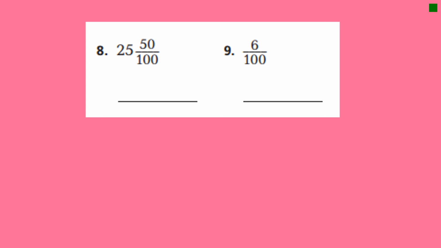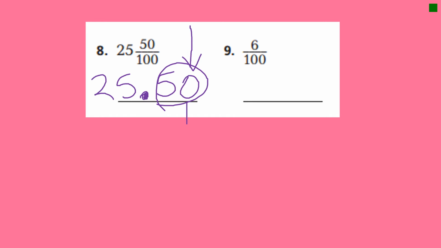So for 8 and 9, the directions say, write the fraction or mixed number as a decimal. All right, so if I read number 8, it says 25 and 50 hundredths. So 25 and 50 hundredths. Okay, 50. Did I end up in the hundredths place? I sure did. 50 hundredths. Beautiful. All right, let's take a look at number 9.